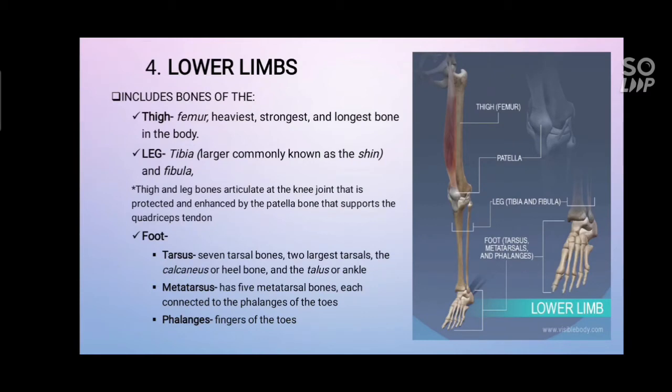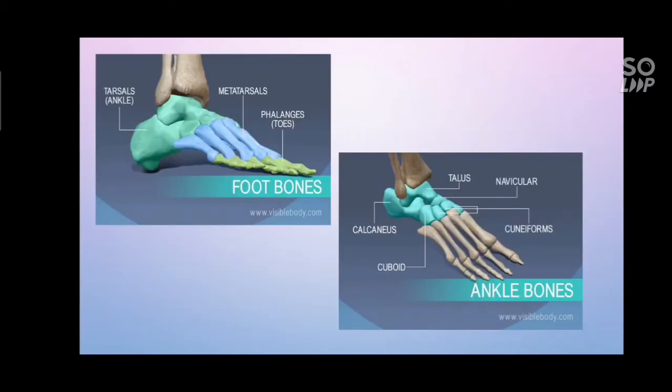So the foot consists of the tarsus, metatarsus, and phalanges. For the tarsus, there are 7 tarsal bones. The 2 largest tarsals are the calcaneus, or the heel bone, and the talus, or the ankle. The metatarsus has 5 metatarsal bones, each connected to the phalanges of the toes. While the phalanges are the fingers of the toes. So this is the illustration of the foot bones. This is the phalanges, the metatarsals, and the ankle or the tarsals. This is the calcaneus, or the heel bone.